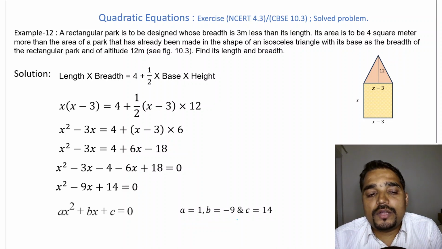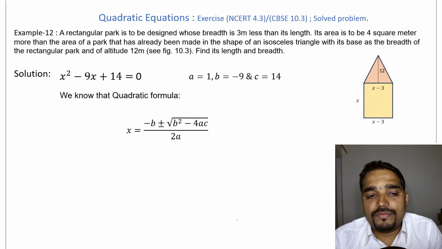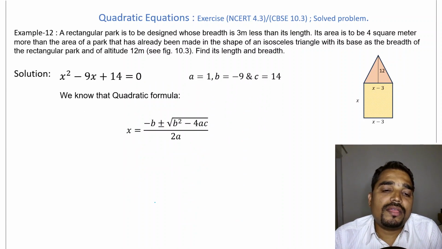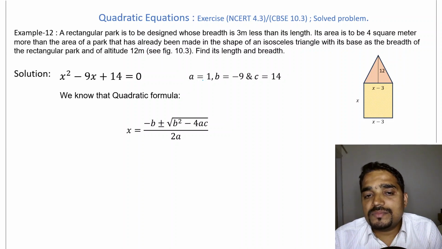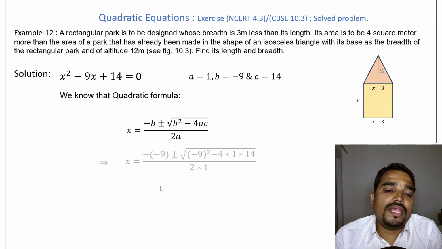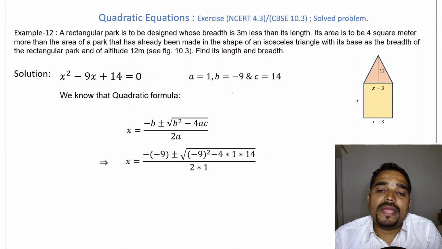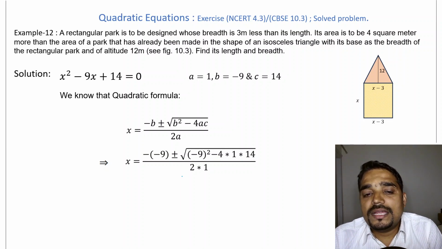Now let's try to find the value of x by quadratic formula. We know that quadratic formula x is equal to minus b plus or minus square root of b square minus 4ac whole divided by 2a. Now let's substitute a, b and c values as we have noted down earlier. Therefore, x is equal to minus of minus 9 plus or minus square root of minus 9 whole square minus 4 into 1 into 14 divided by 2.